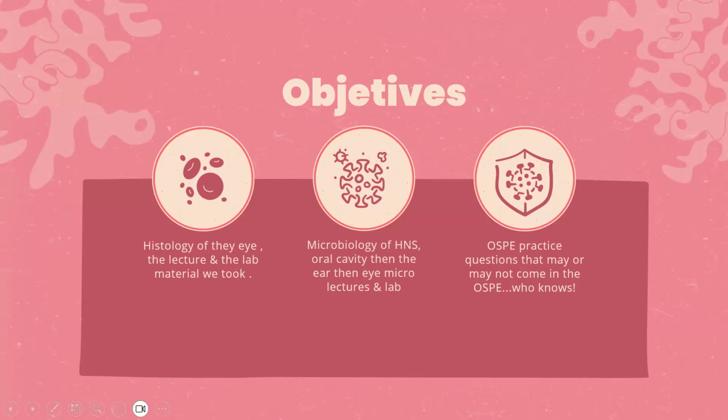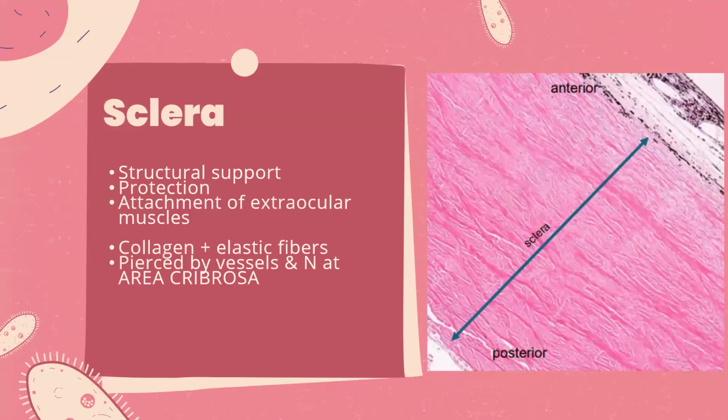So let's start. With the histology, we have the eye. We have the three main layers of the eye: the outer fibrous, the middle vascular, and the inner neural. The outer fibrous layer is also called the corneoscleral layer of the eye because we have the sclera and the cornea in it, and these are the fibrous layers of the eye. The first layer is the sclera, which is the white part of the eye that we can see. The main function of this part is for structural support and for protection of the delicate eye structures.